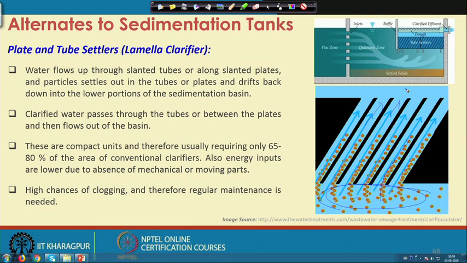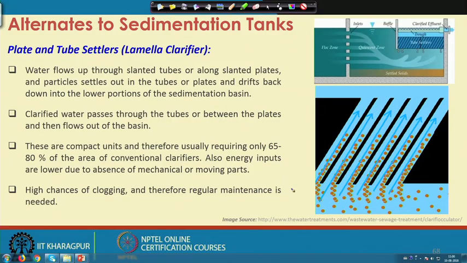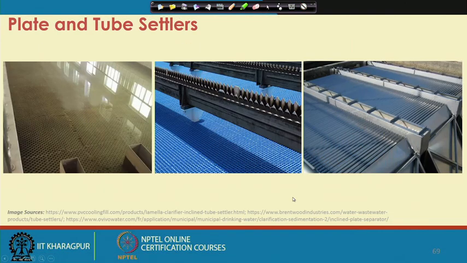Otherwise, what happens is that the flow distribution does not remain even. Some may get choked, some may not get choked. So, then in the other tubes, because your discharge is constant, you may get higher velocity, and you may get those kinds of issues coming in this type of system. So, that is why this restricts its applicability a little.